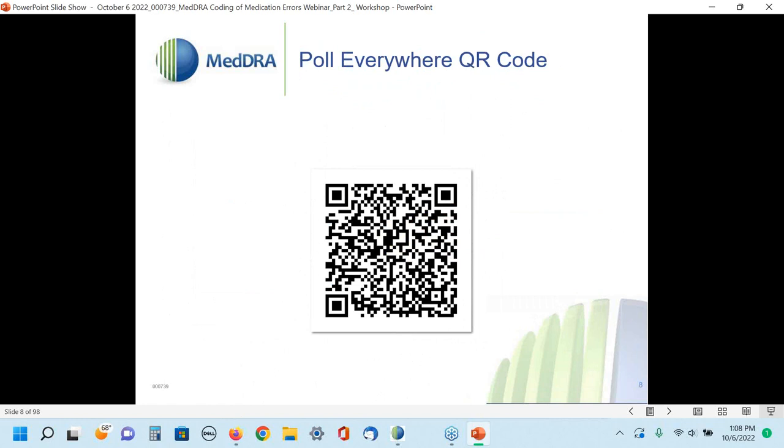Also in the chat box, Hannah has put in there access to a temporary copy of the MedDRA browser if you don't have access at your desk or at your computer. And we will want to have you use this so that when it comes time for actual coding examples, you are able to go in and select actual LLTs out of MedDRA for consideration by the audience. Give you about 5 more seconds and then we'll get going.